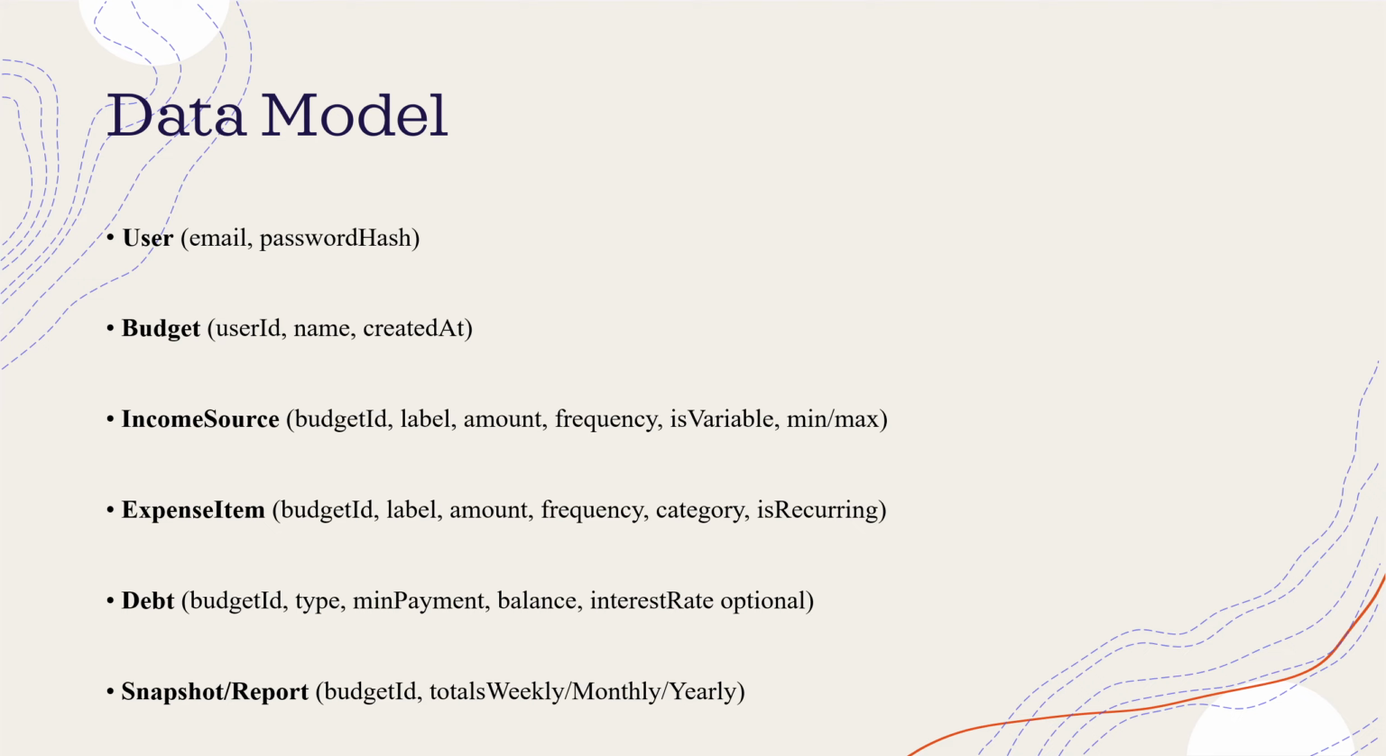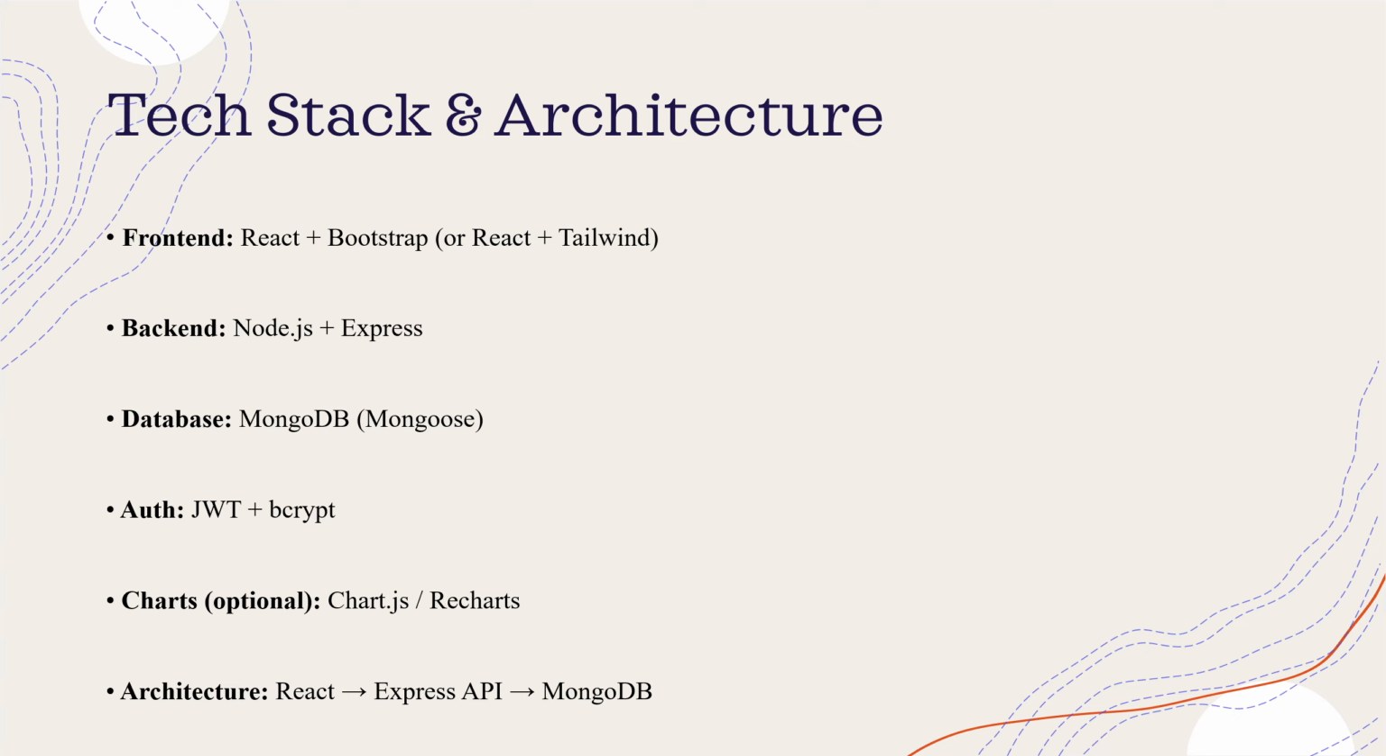This project fits a standard full stack pattern. React handles the UI and forms, Express exposes a REST API, and MongoDB stores user budgets and items. JWT secures routes. If time allows, charts can visualize spending by category, but the MVP is focused on correct CRUD and correct calculations. I believe that's pronounced CRUD. My apologies.